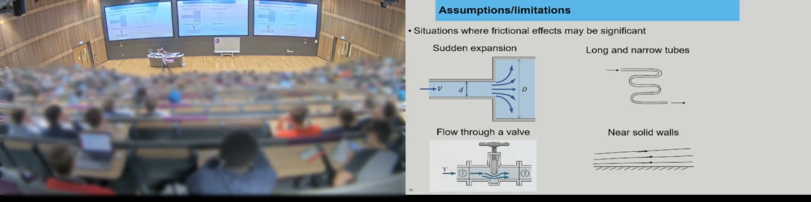Then you've got another example down here on the bottom left. Okay, so you've got flow through a valve, and you can see actually this is quite a complex geometry, and the flow as it goes through the gap here is changing quite a lot.